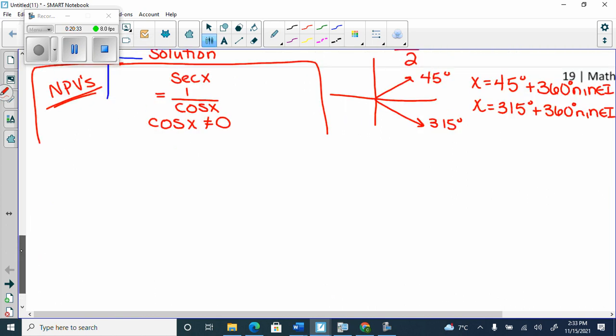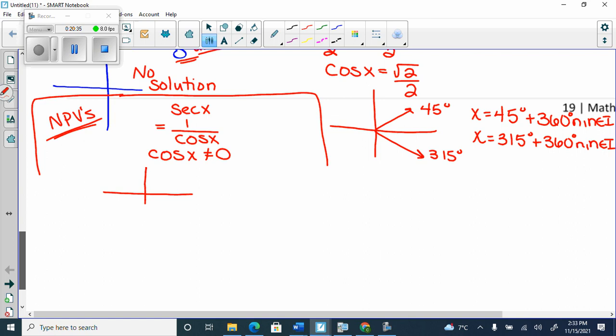Where does cos x equal 0? So I can just write that as a general solution, can't I? So I know that those are my solutions, that's great. But I know x also can't equal 90 plus, these are directly across from each other so I can lump them together, right? 90 plus 180 degrees n, n an integer. That's my non-permissible values.